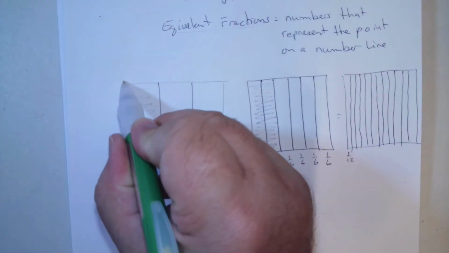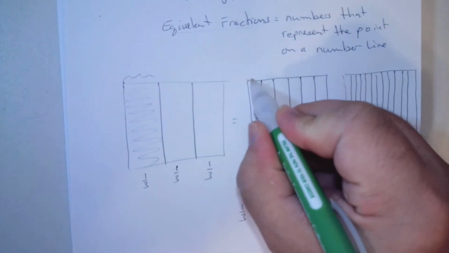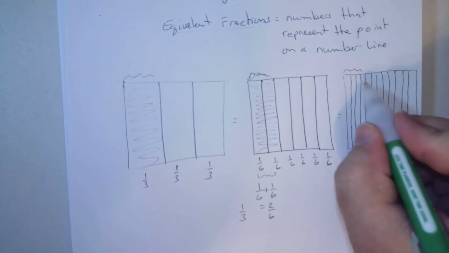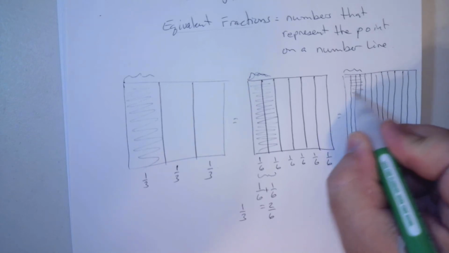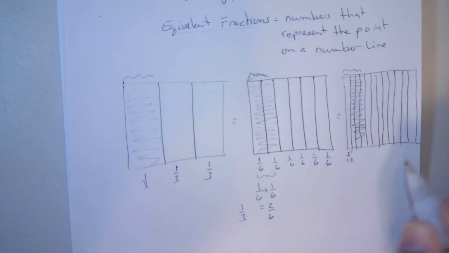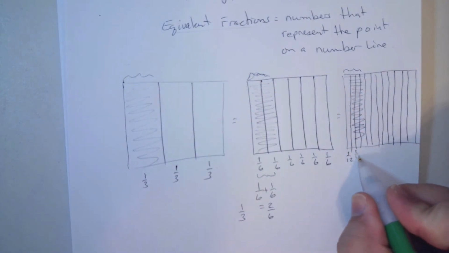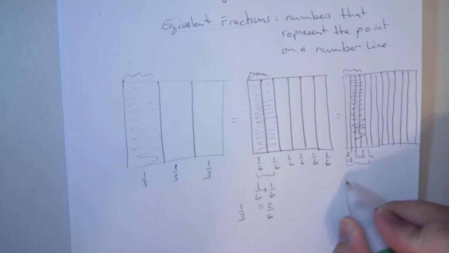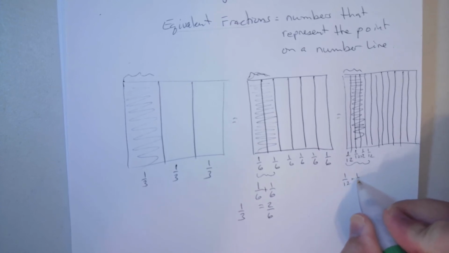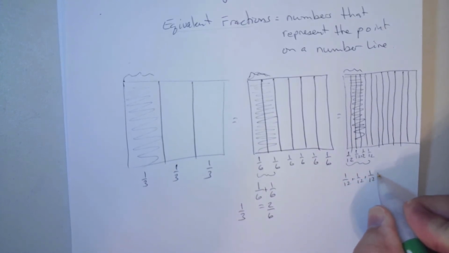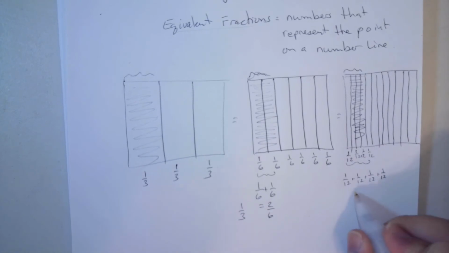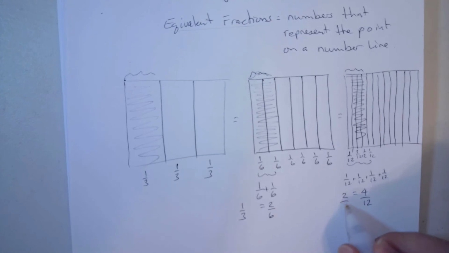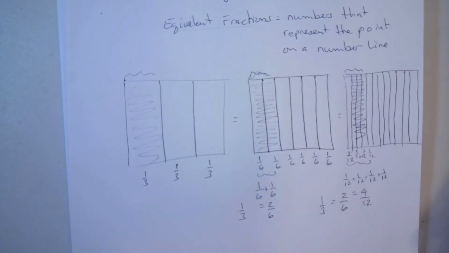Now, this same area is represented by these areas. Those 4. So I have 1 over 12 plus 1 over 12 plus 1 over 12 plus 1 over 12. That equals 4 over 12, which is the same thing as 2 over 6 or 1 over 3.